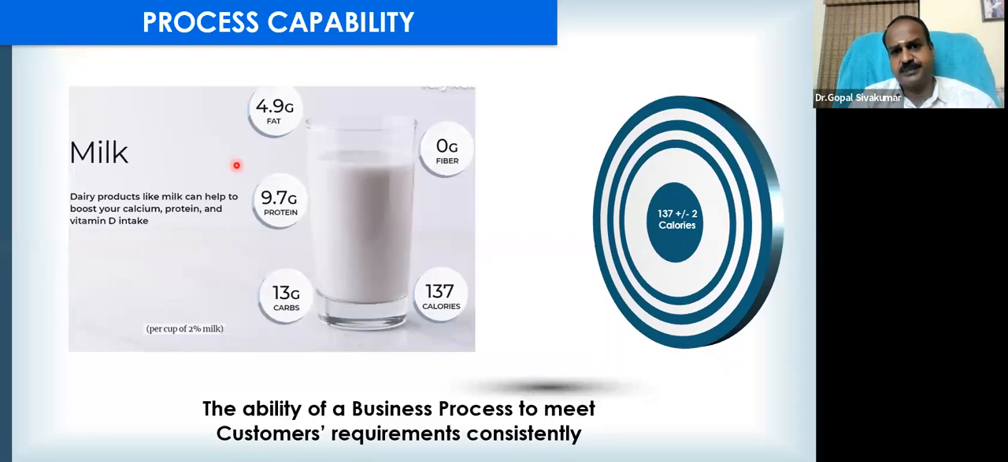0 fiber, 137 calories, 13 grams carbohydrate, 9.7 gram protein, and 4.9 gram fat. So these are nothing but the technical specification. How do you get the technical specification? Based on the customer requirement. Customer expects all this. So you built a product, right?